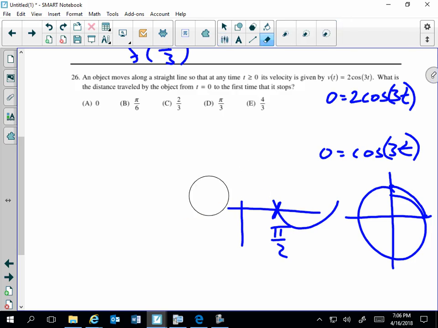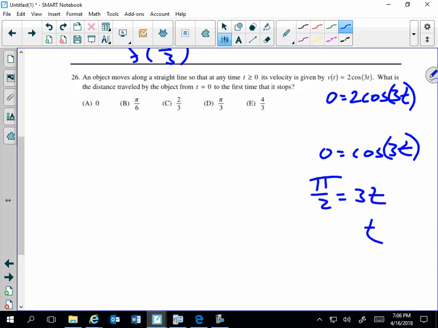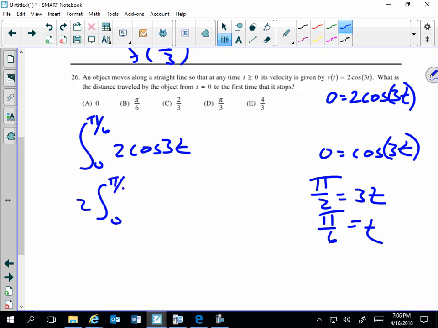All right. So pi over 2 is my first. We're not done. Divide. So we're integrating to pi over 6. So I'm integrating from 0 to pi over 6 of 2 cosine of 3t. Bring the 2 out in front. 0 to pi over 6.